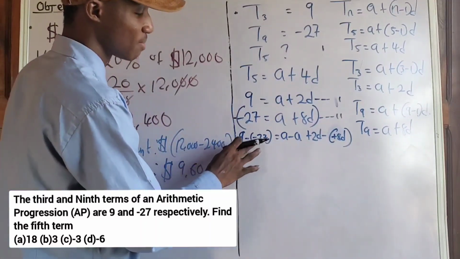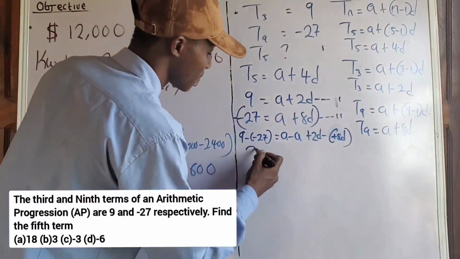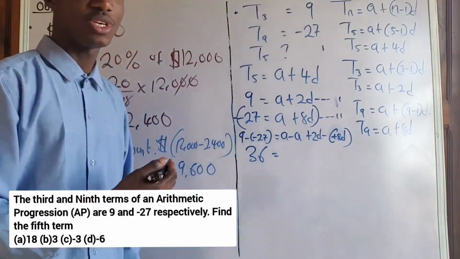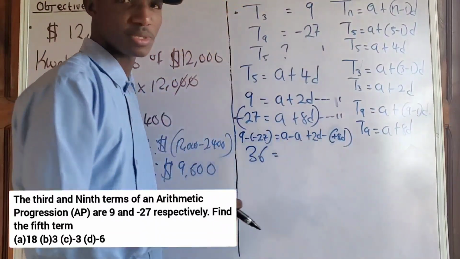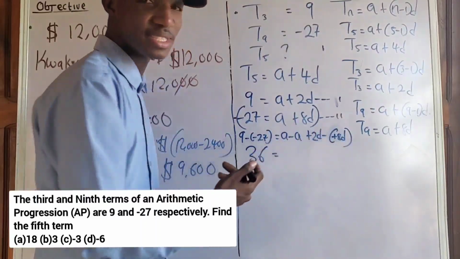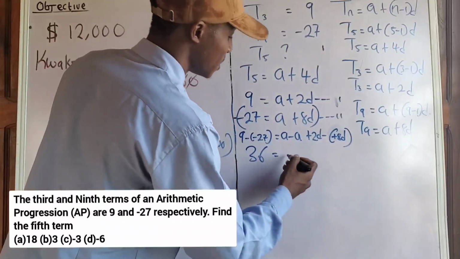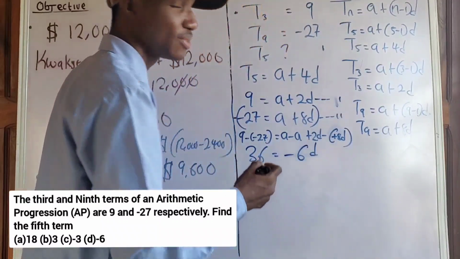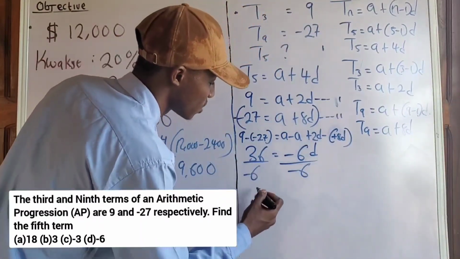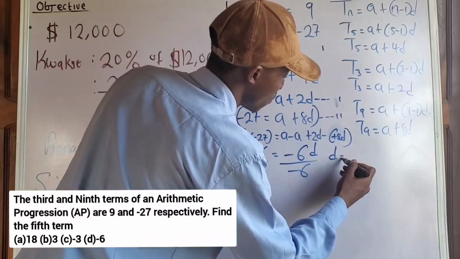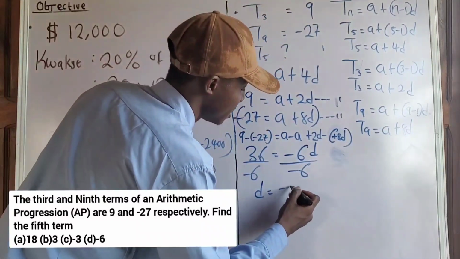Now, pay attention. 9 minus minus 27 is 9 plus 27, which is 36. So I have 36 equals A minus A, which gives 0. So A has been eliminated. Now, 2D minus plus 8D. Minus times plus is negative. So 2D minus 8D is negative 6D. To get the value of D, the common difference, I divide this by negative 6 and this by negative 6. So D equals negative 6.